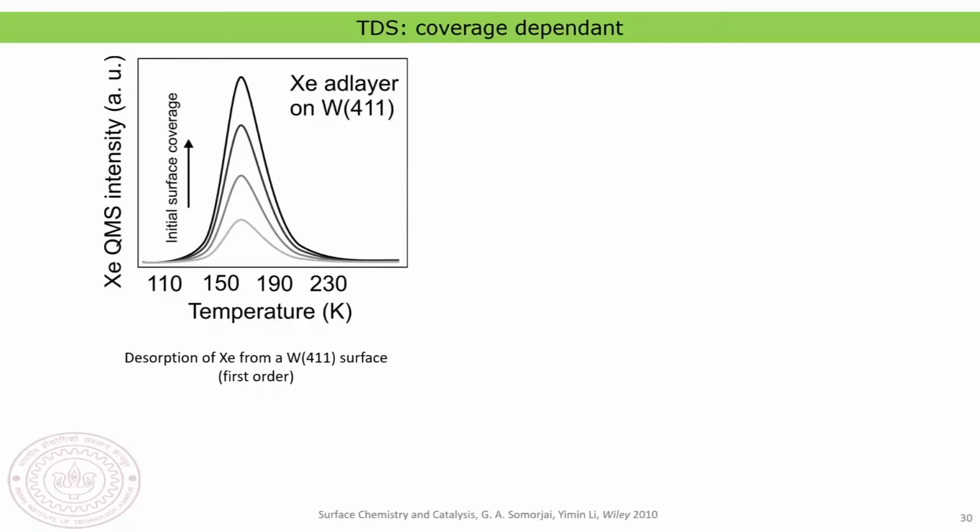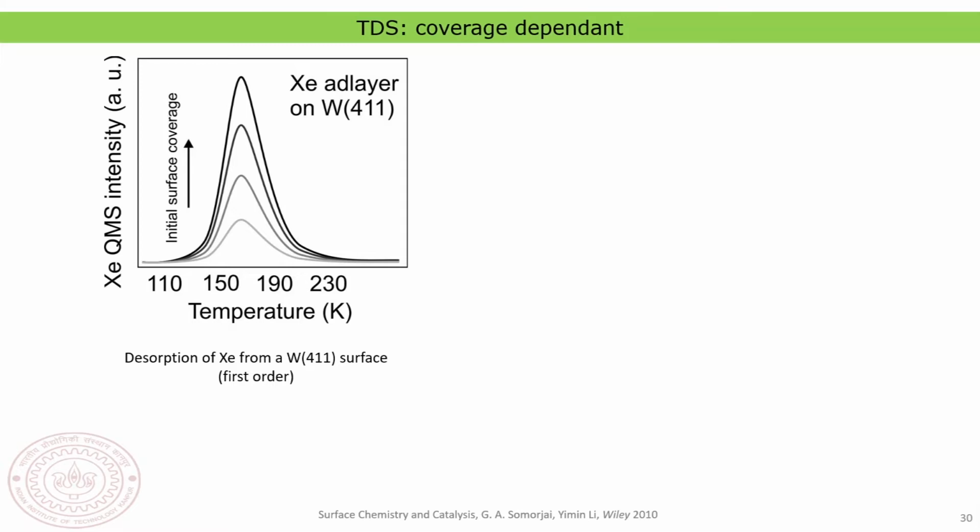So, this is telling you directly that what you are looking at is actually a second order desorption process. Now, let us have a look at a few examples of thermal desorption spectra recorded on different types of adsorption layers, and also on different types of surfaces.